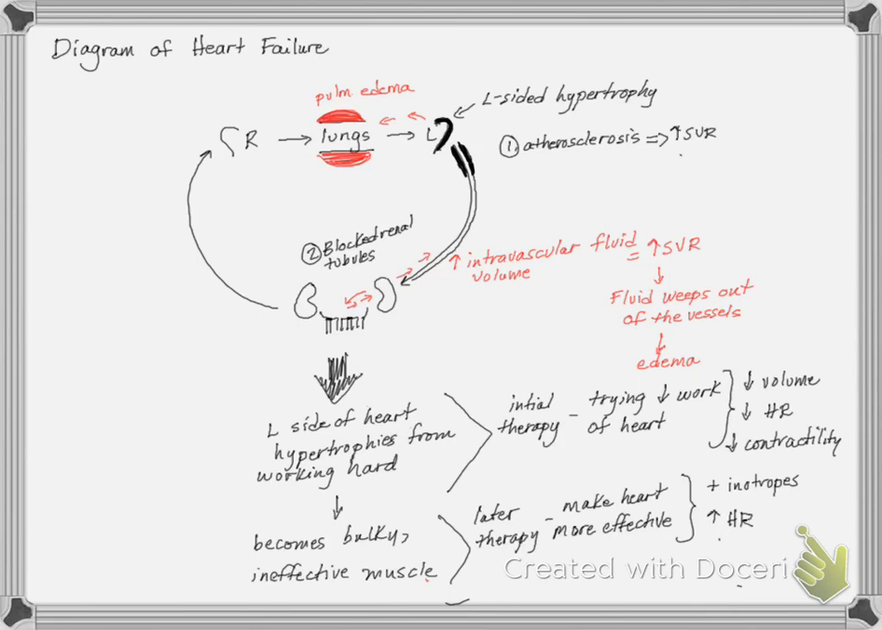Okay, so these are the medications that we're going to be talking about. Medications that either are used in initial therapy that help to decrease the work of the heart, or that are used in later therapy after the heart's already gotten hypertrophic and ineffective, and so we're trying to get the heart to be more effective than it is. Okay?